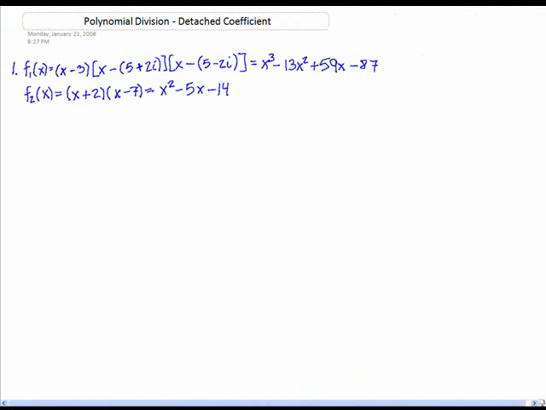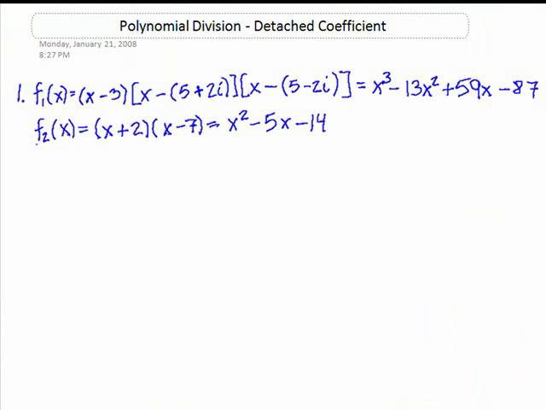Hello, this is going to be a demonstration of detached coefficient general polynomial division. With problem 1, I'm going to divide polynomial f1 by polynomial f2. That is, f1 divided by f2. And to accomplish this with detached coefficient general polynomial division, I'm going to set up a table first.